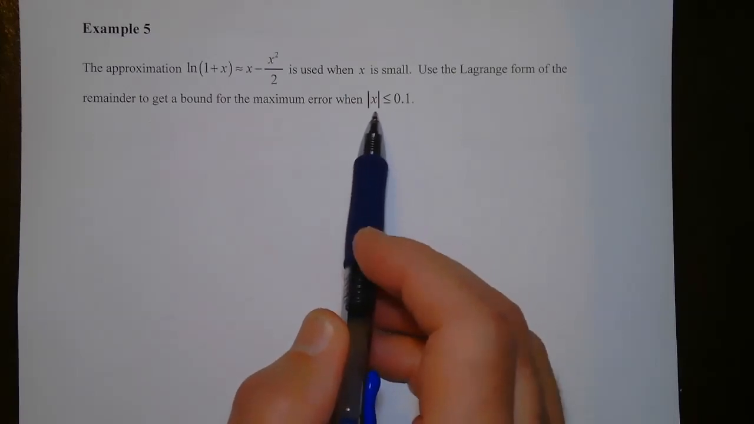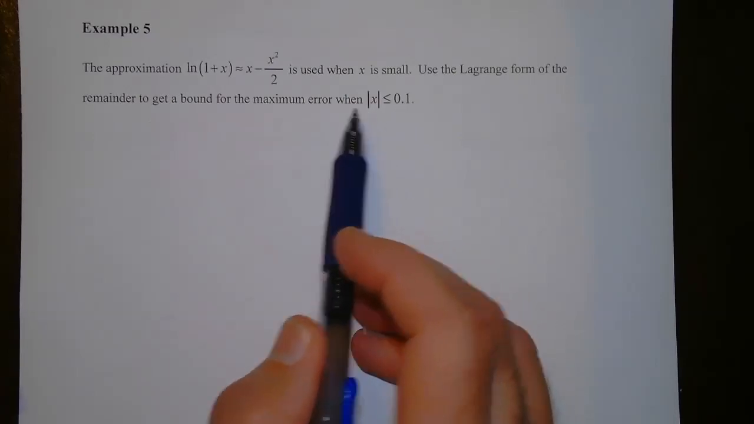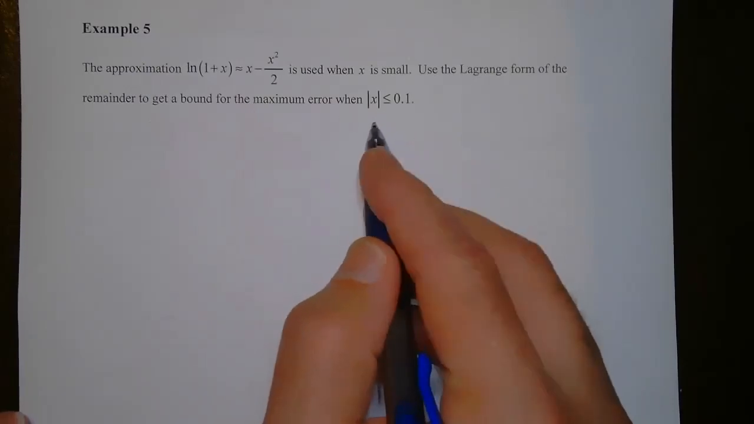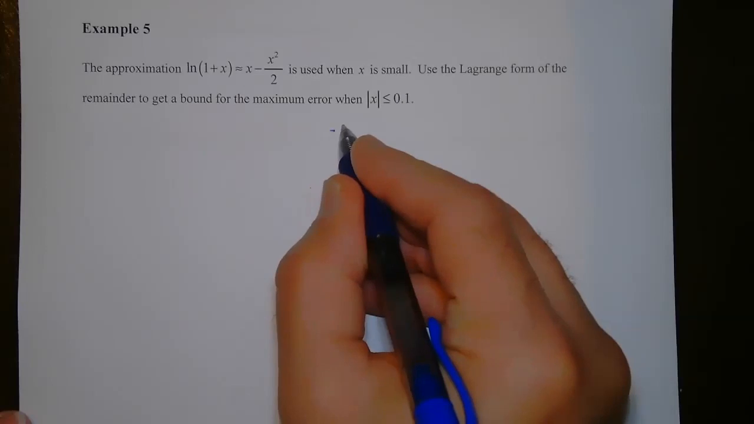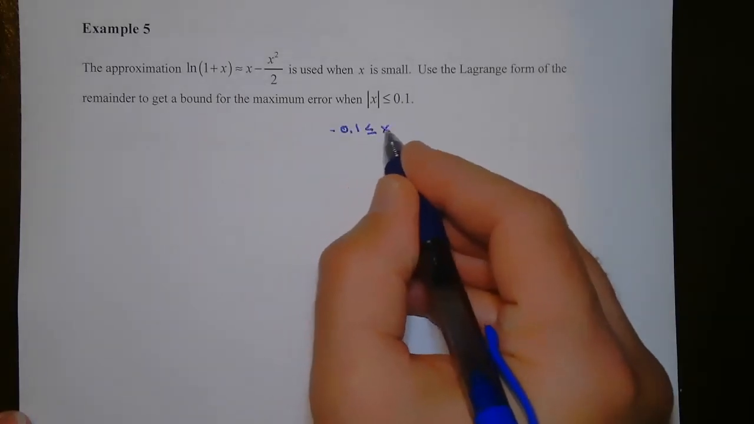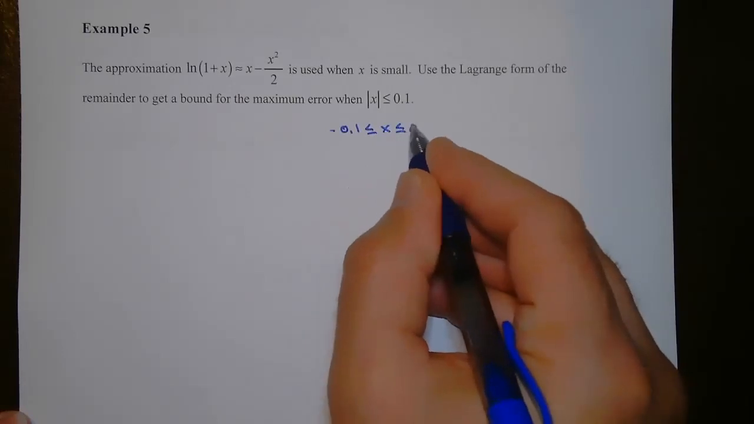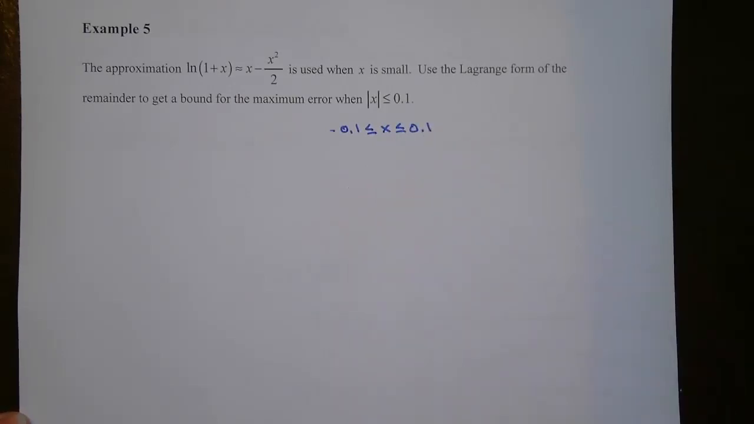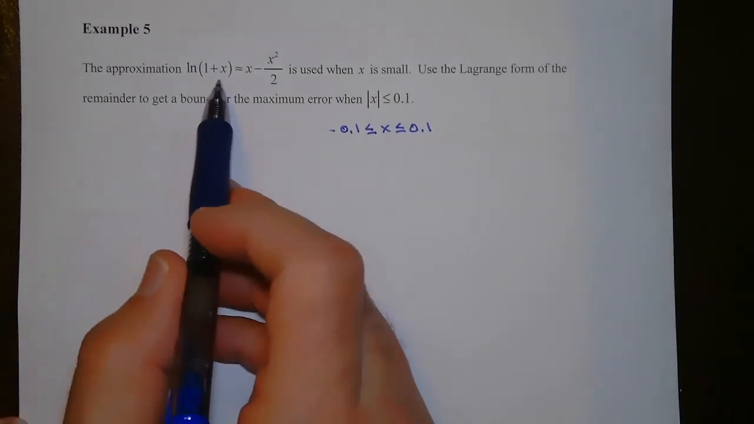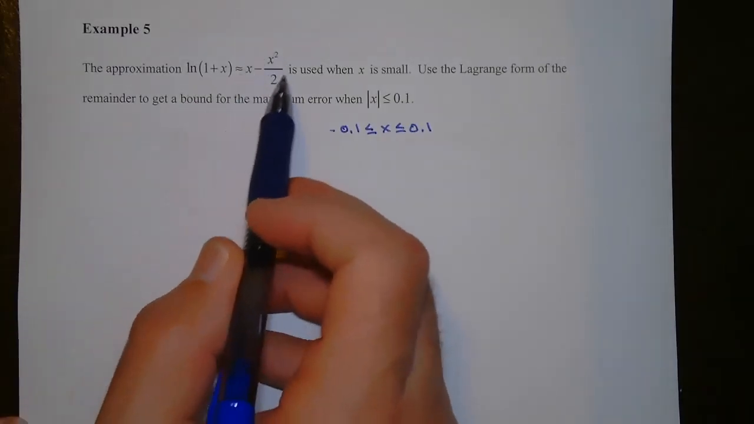So what this is saying again is that the x's that we're going to put in to use to approximate this have to be between negative 0.1 and 0.1, so negative 0.1 is less than or equal to x, which is less than or equal to 0.1. Okay, so our function is going to be the natural log of 1 plus x. So this is the approximation.